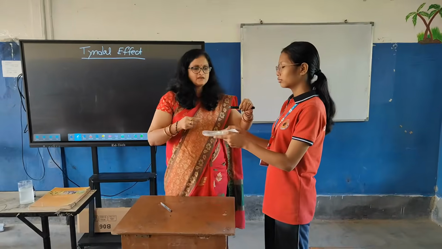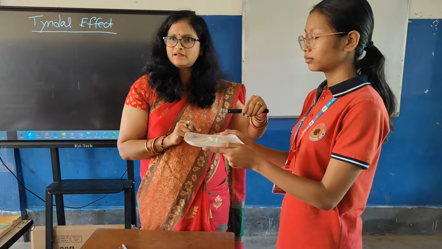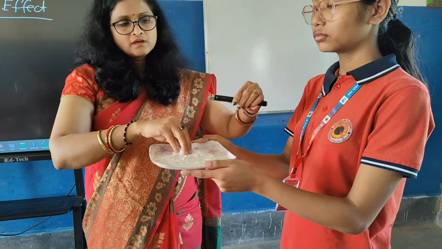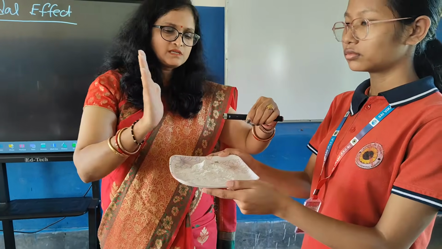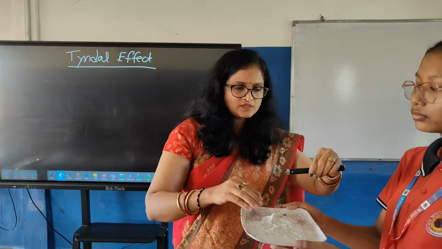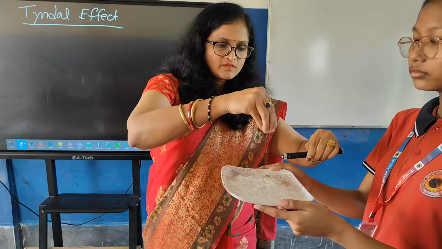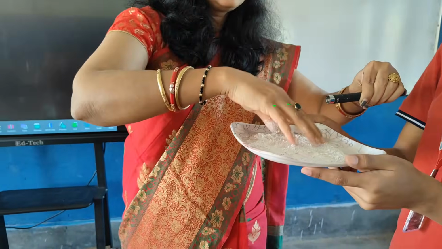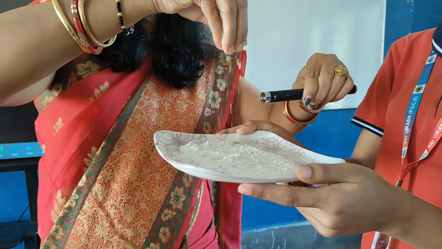Okay, just all of you see. Are you able to see this beam of light? No, it is not visible. Now see how it will be visible. See my finger, my hand. The light is coming, but it is not visible. Now see. Is this green light visible now when I am putting the dust powder? Yes. See on the path.